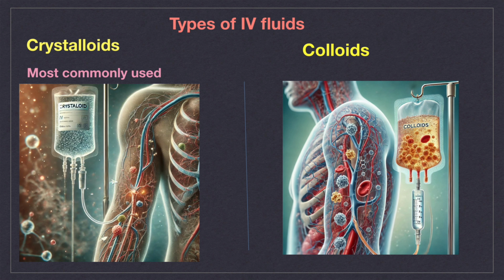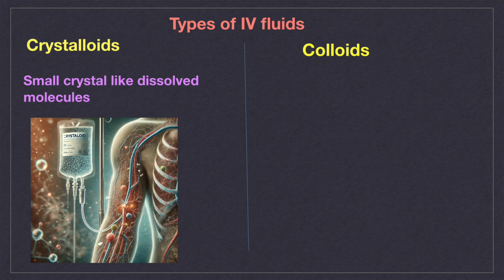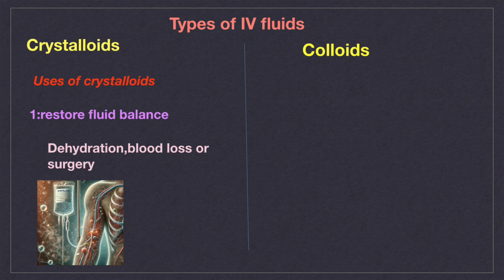There are two main types of IV fluids, crystalloids and colloids, where crystalloids are the most commonly used IV fluid in medical practice. The term crystalloid comes from their composition. They contain small crystal-like dissolved molecules such as salt and sugars, which can freely diffuse across the cell membranes and capillary walls. Let's check the uses of crystalloids.